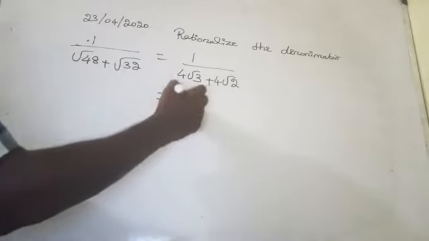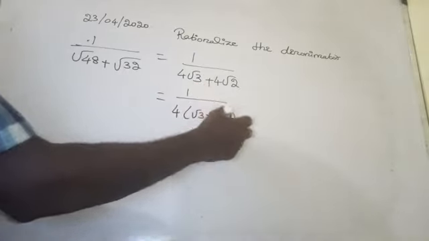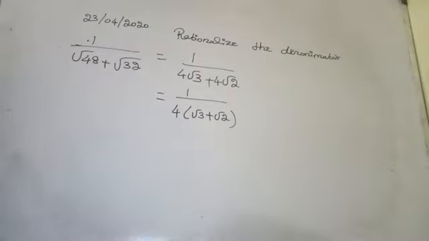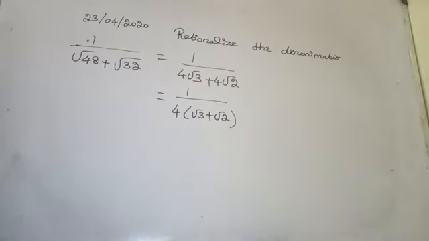So now what you can do? 1 by 4 times of root 3 plus root 2 we can write. Am I right or wrong? Yeah. We can take 4 common outside. Now rationalize the denominator. It is in the form of root a plus root b. So what should be multiplied? Rationalizing factor of root a plus root b, root a minus root b.